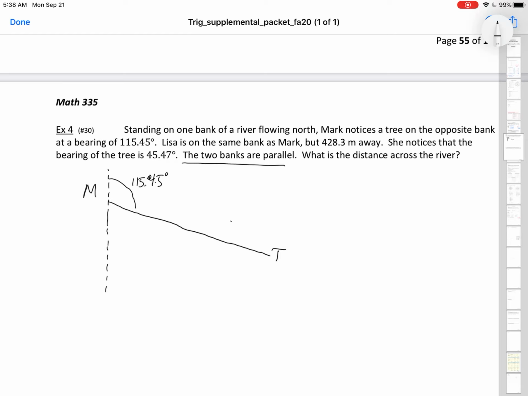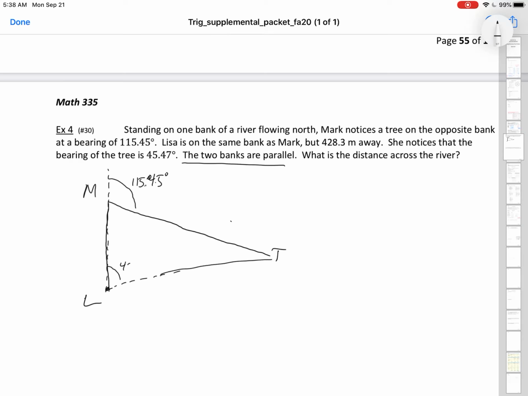You got Lisa, she's on the same bank. So here's Lisa. And what she notices is that that same tree is at a bearing of 45 degrees 47 minutes. So off of the same north-south line from where Lisa is standing, it's at 45 degrees 47 minutes.